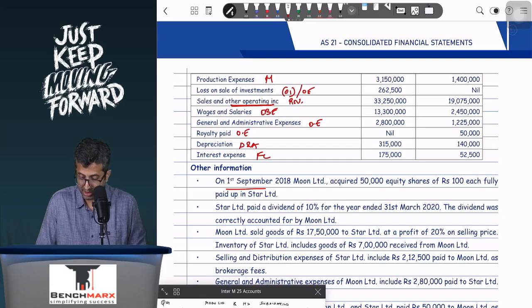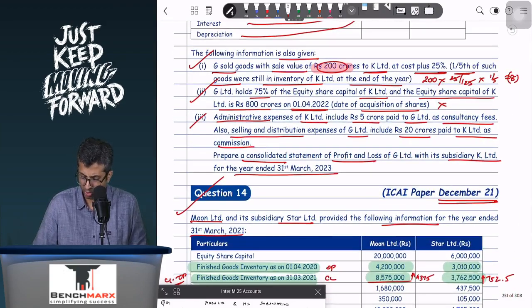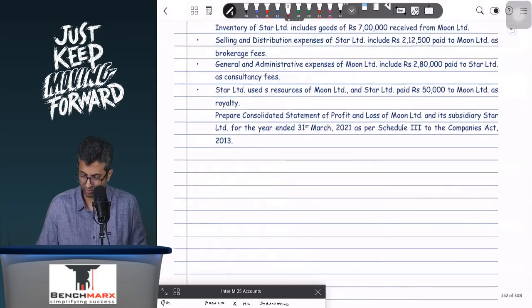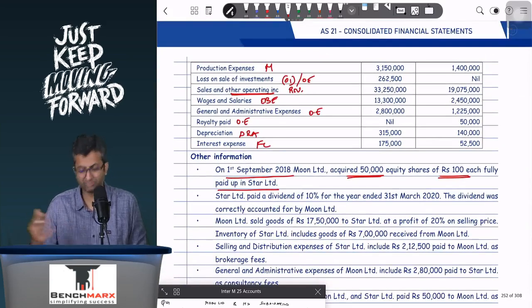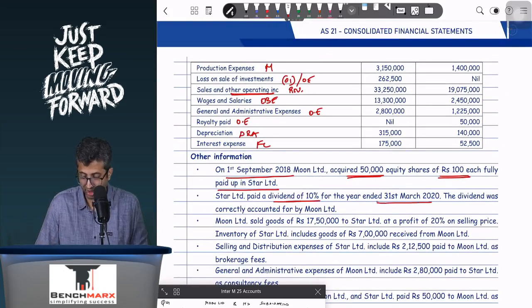Now on 1st September 18, Moon acquired 50,000 shares of rupees 100 each, fully paid up in Star on 1st September 18. Today you have been given balance sheet on 31st March 21. So the year 2021 entirely, Moon must be holding 50,000 shares. Star paid a dividend of 10% on 31st March for the year ended 31st March 2020, that is for the earlier year, and the dividend was correctly accounted by Moon.